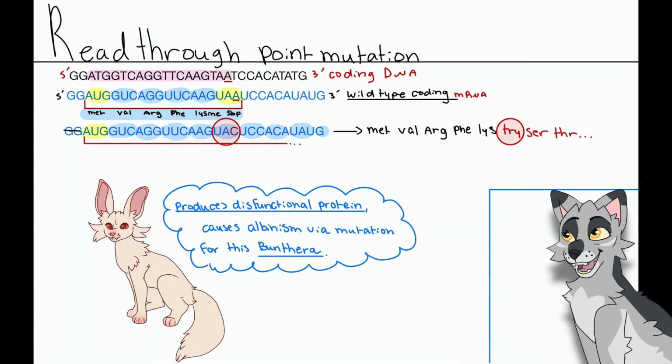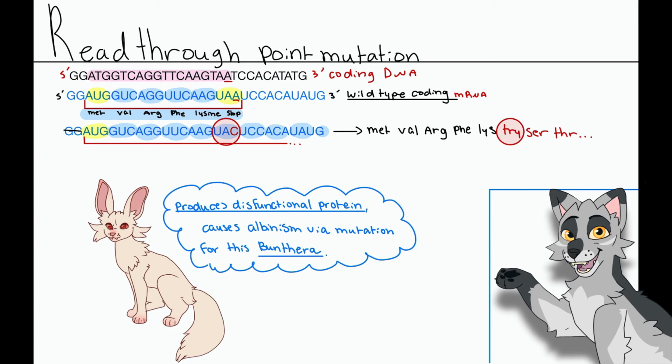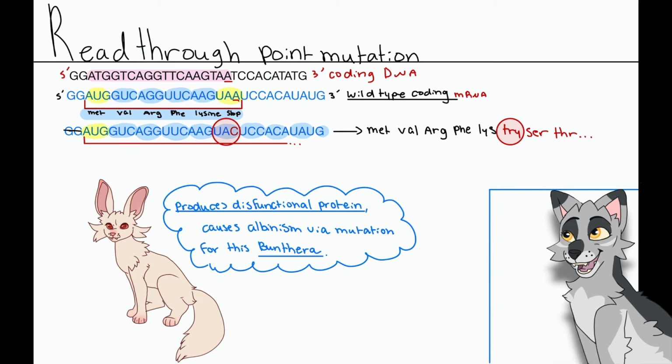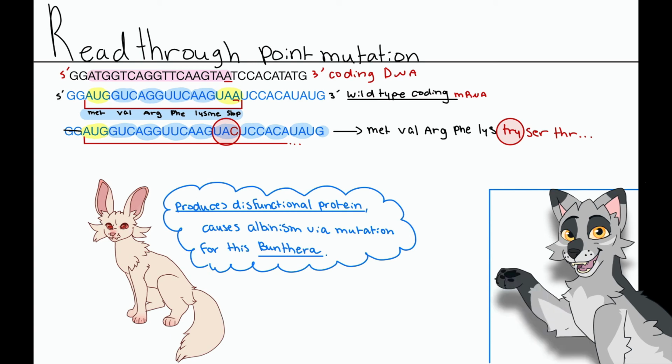The last are read-through mutations. This is when a stop is turned into amino acid codon. So our original UAA is turned into a UAC, which will code for tyrosine, and so on. This greatly extends the protein until it reaches another stop. Another A is swapped for a C, so we have another transversion. In this Bunthera, their protein is completely dysfunctional, and it results in the loss of pigment completely.